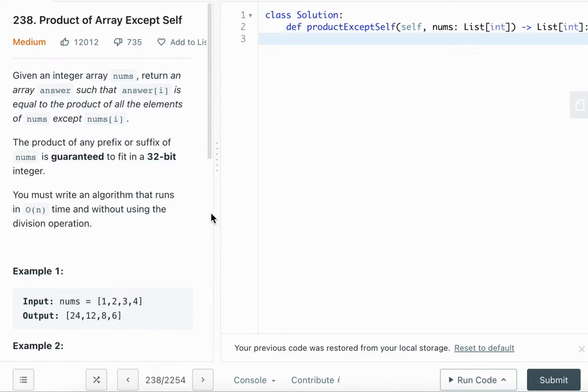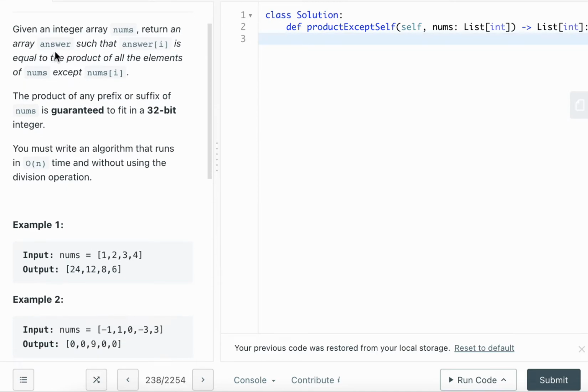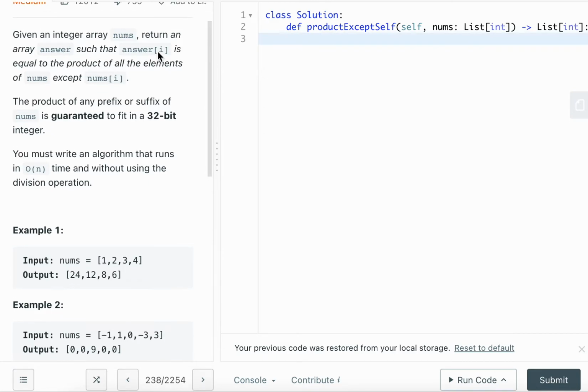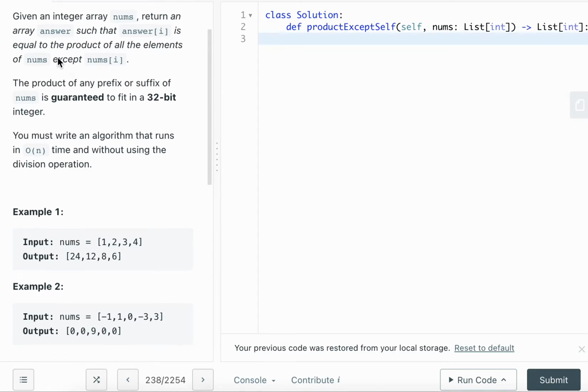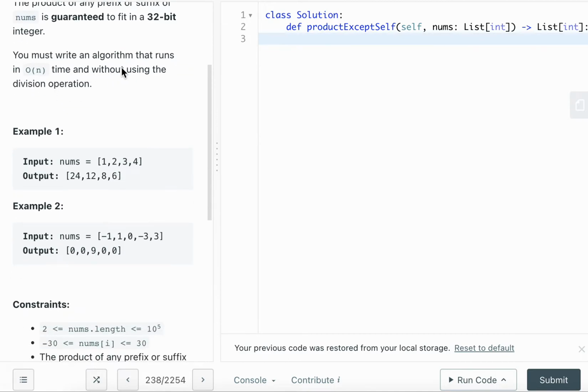Everyone, I'm going to show you how to solve Leetcode question 238, product of an array except itself. Given an integer array nums, return an array answer such that answer[i] is equal to the product of all the elements of nums except nums[i]. The product of any array isn't guaranteed to fit in a 32-bit integer, so you must write an algorithm that runs in O(n) time without using the division operation.